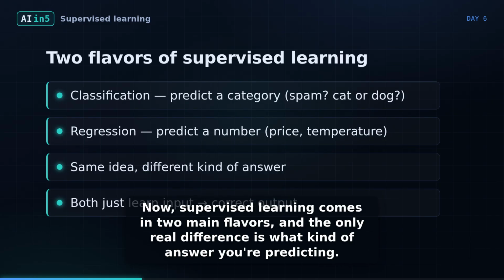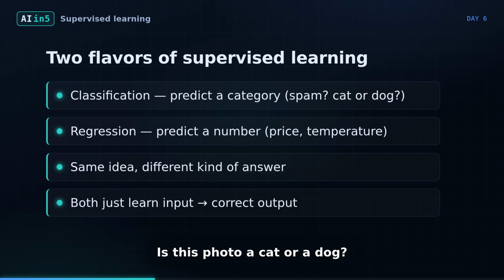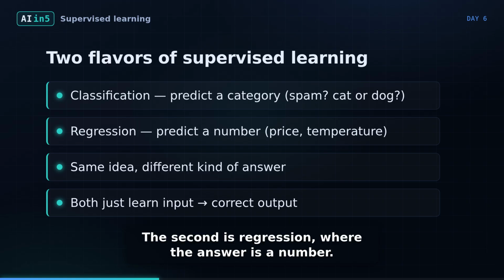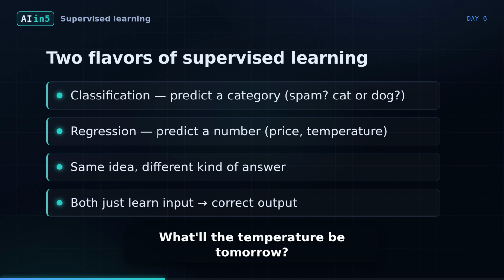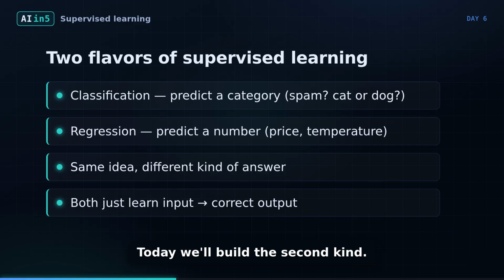Now, supervised learning comes in two main flavors, and the only real difference is what kind of answer you're predicting. The first is classification, where the answer is a category. Is this email spam or not? Is this photo a cat or a dog? You're sorting things into buckets. The second is regression, where the answer is a number. How much will this house sell for? What'll the temperature be tomorrow? Same exact idea under the hood. Learn the link between input and correct output. Just one predicts a label, and the other predicts a number. Today we'll build the second kind.